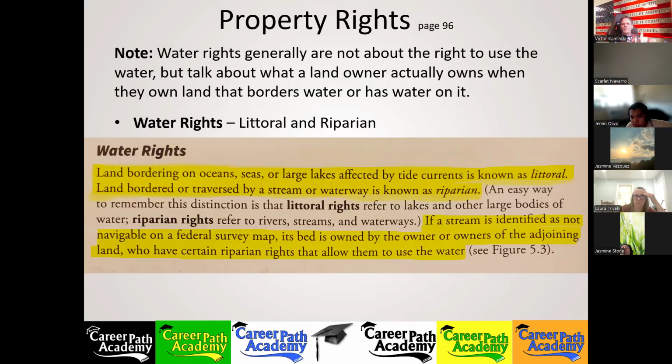If you have riparian property rights and you own land that has a lake, a pond, or a river or brook or stream running across it, you actually could own the water. You could actually own the land under the water. You own the land that the water is sitting on.